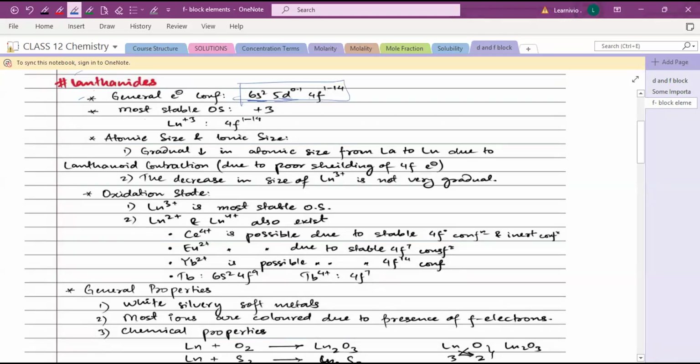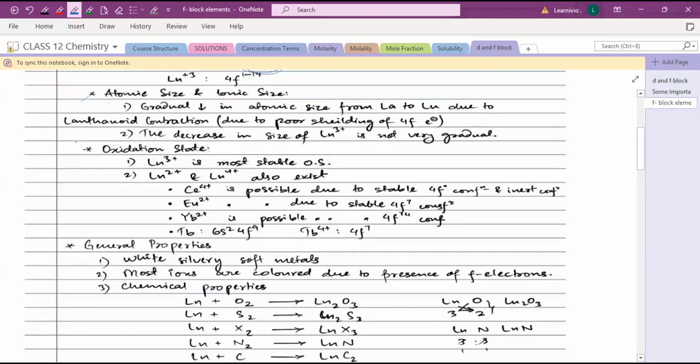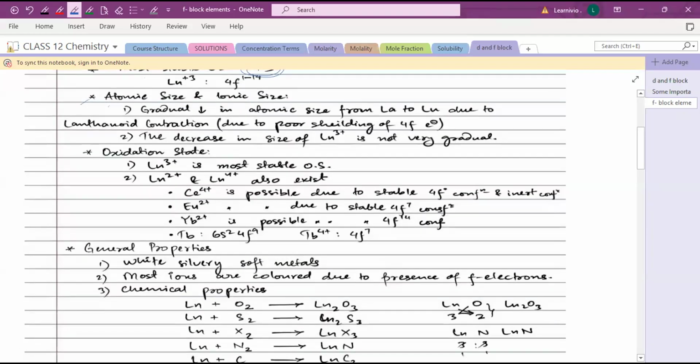This is the general electronic configuration. The most stable oxidation state of the lanthanoids is plus 3. Just remember this. Almost all of the lanthanoid series exist in this oxidation state. Now, atomic size. Let's see the trends in the atomic size and ionic size of the lanthanoids.